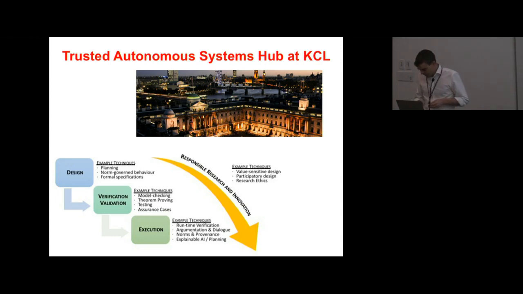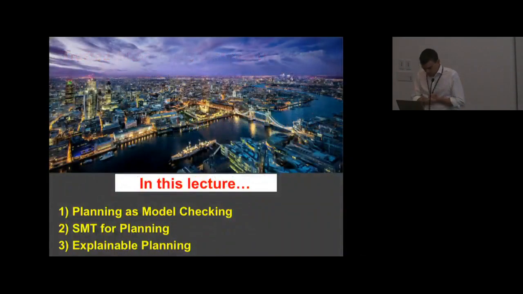In this lecture, I'll try to do three things. First, to talk about planning as model checking. Then SMT, which is something that was born from model checking, and how to use it for planning. And then, in the last bit, talk about explainable planning, because there has been a lot of interesting work around explainable planning over the last year. So I want to give you an overview of where we are.